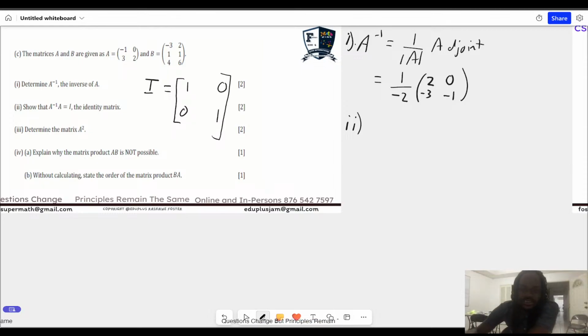Alright, so what is A inverse? So that's 1 over negative 2 times 3, 0, negative 3, negative 1.